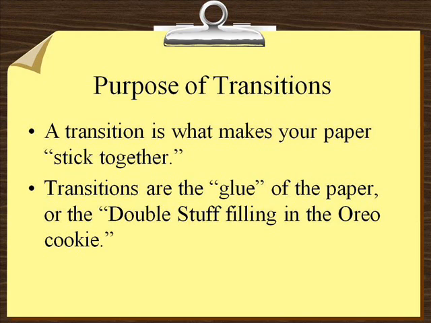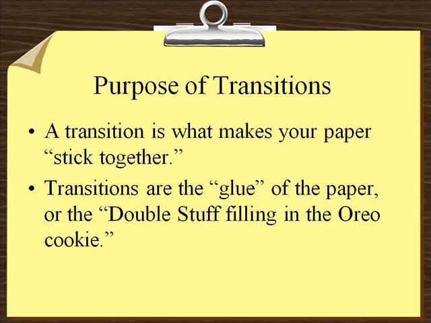Ew, gross. Okay? They like the Oreo cookie filling. And I like to see your Oreo cookie filling. I like to see your transitions. Okay? I like to have those together. Also, do kids prefer the Oreo cookie or the double stuffed cookie? The double stuff. Why? It's thicker. It's got more cream. I want to see multiple word transitions instead of single word transitions.